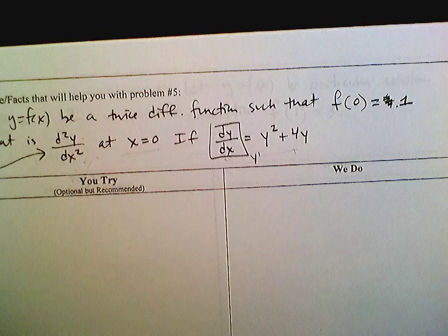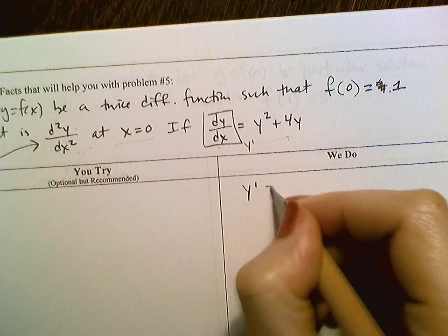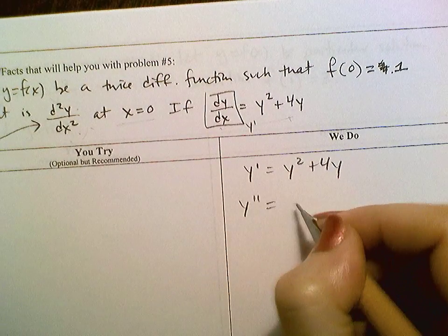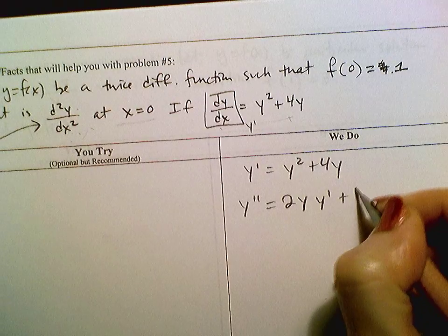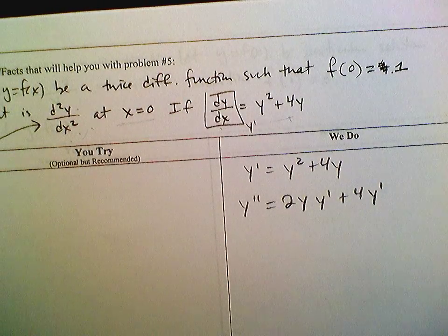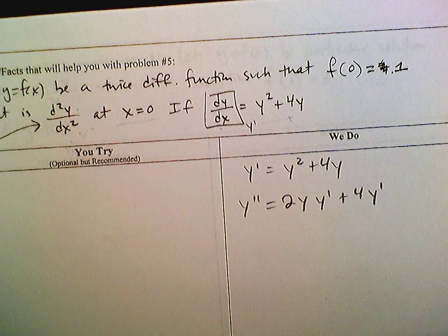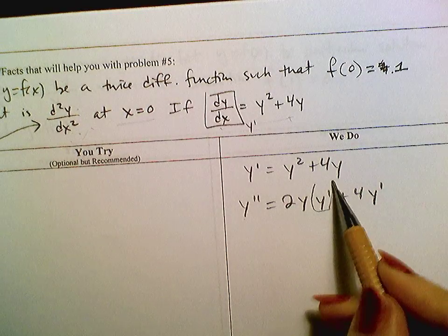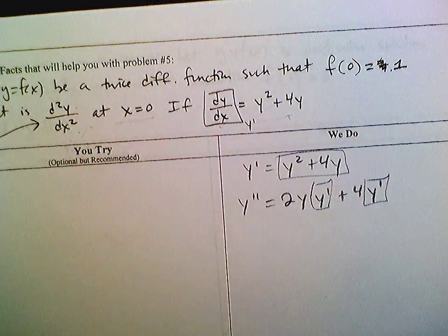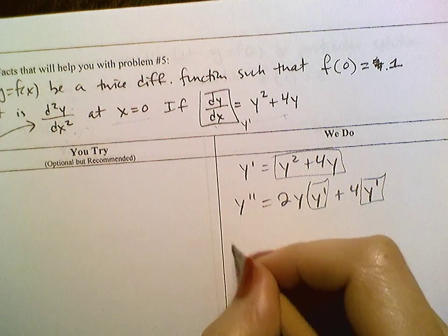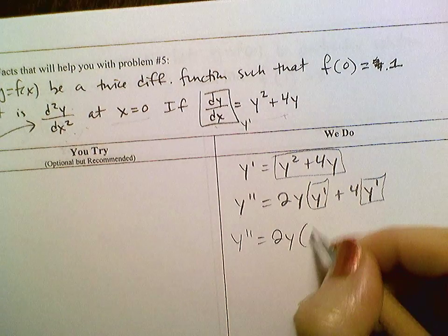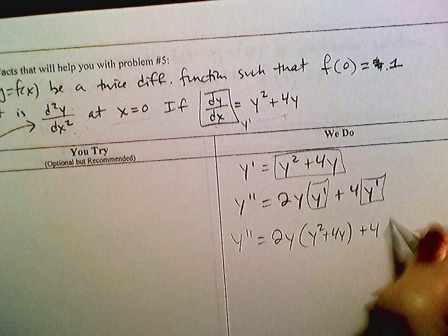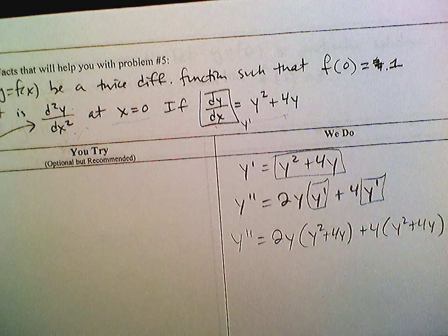Okay. So guys, that's y prime. All right, so y prime equals this. So y double prime equals 2y y prime plus 4y prime. You've got to do implicit differentiation here. Okay, and then when you're finding the second derivative with implicit differentiation, where I have these y primes, I'm just going to plug that back in. So this is y double prime equals 2y times y squared plus 4y, plus 4y squared plus 4y.